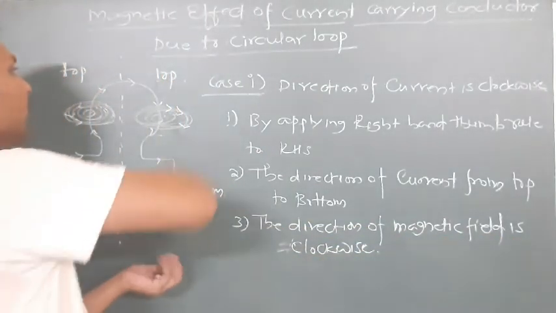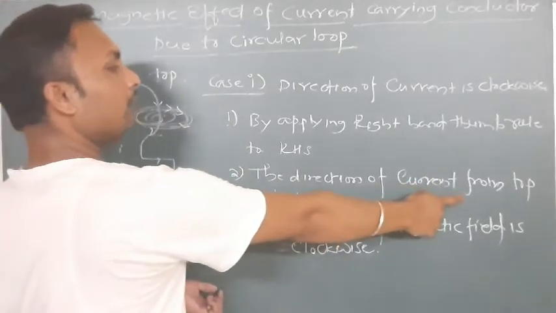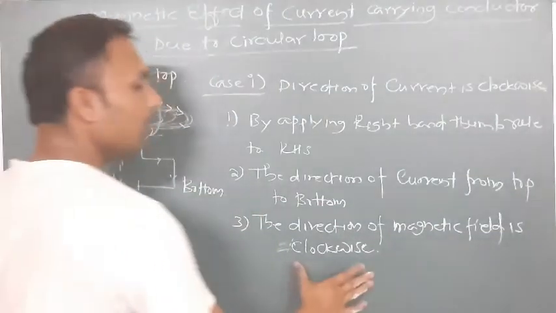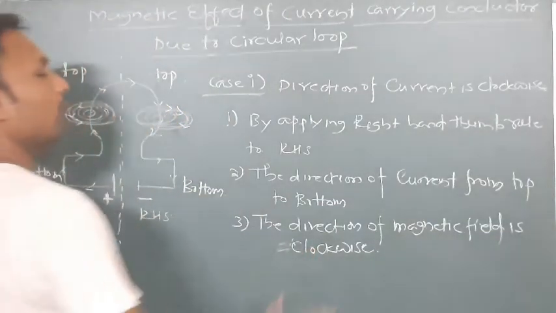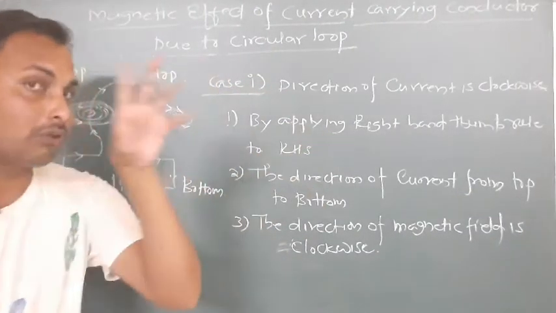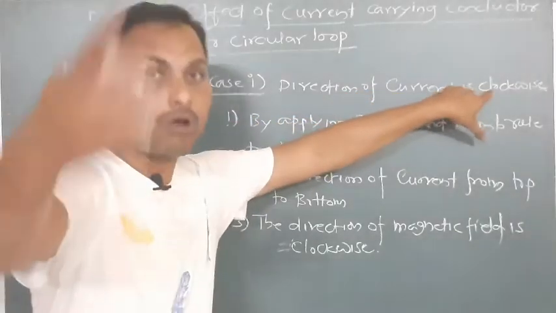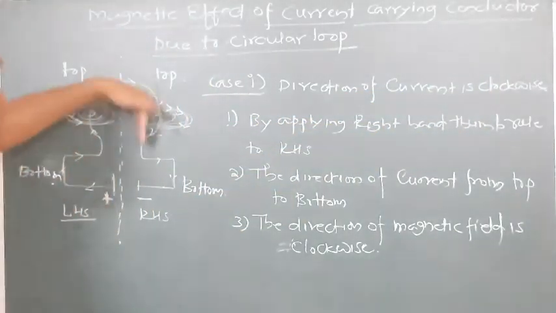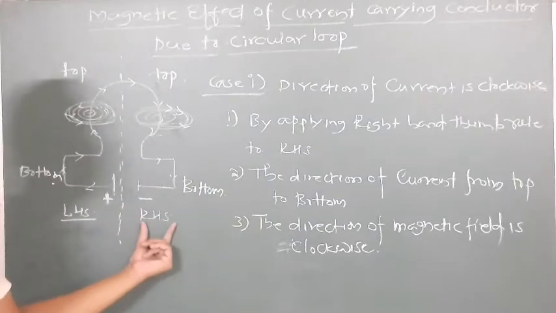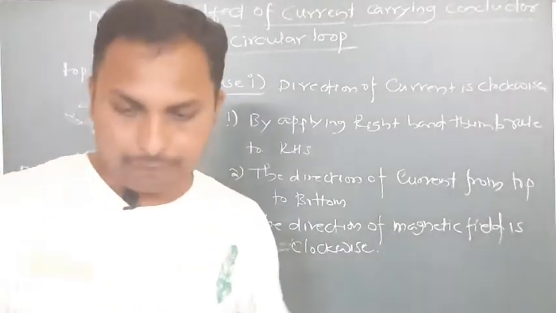When the current is flowing from top to bottom, the direction of magnetic field is clockwise. So this is the first case, when the direction of current is clockwise. So first one you can take LHS, second one you can take RHS, okay. I hope you understood this concept.